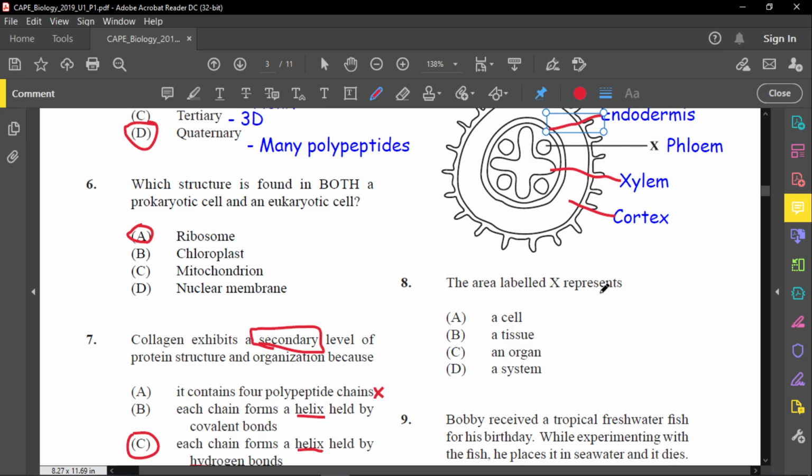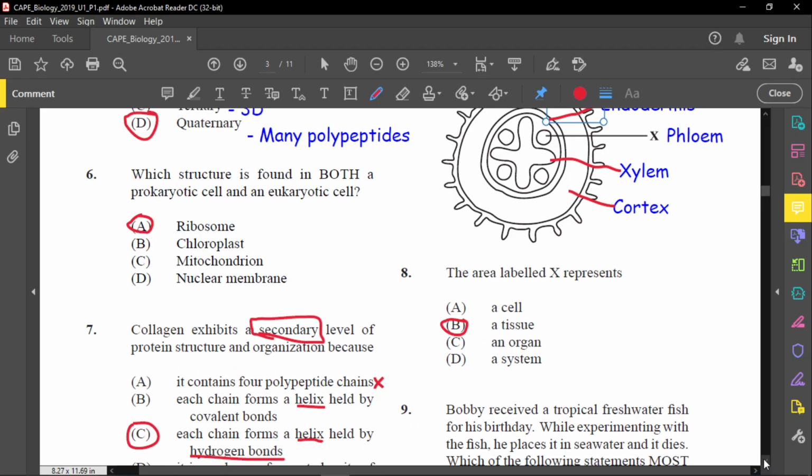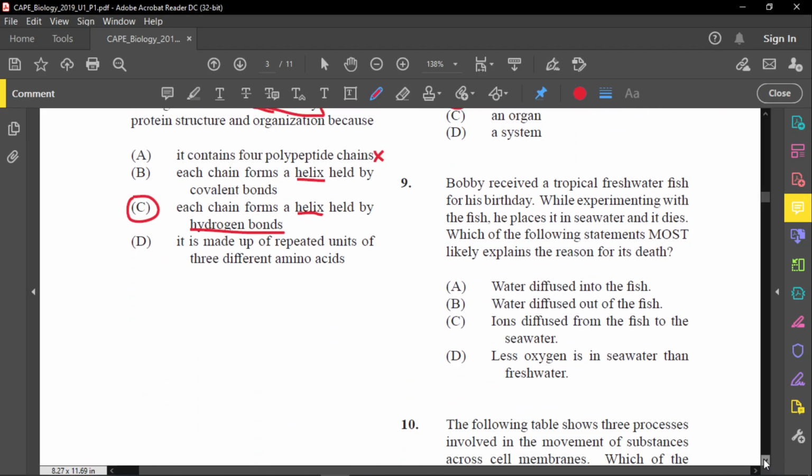It said the area labeled X represents a cell, which is not true because the phloem is not a cell. It's a tissue, which is great because the phloem is a tissue. Okay, yes, so this is our answer right here. Not an organ, not a system, but definitely a tissue. You have the phloem tissue and the xylem tissue. Okay, excellent. Now, question number 9.